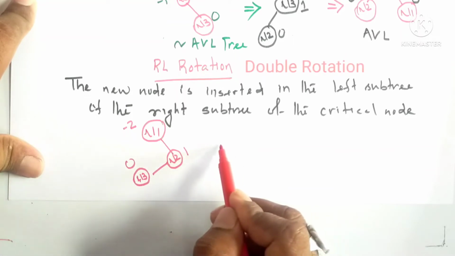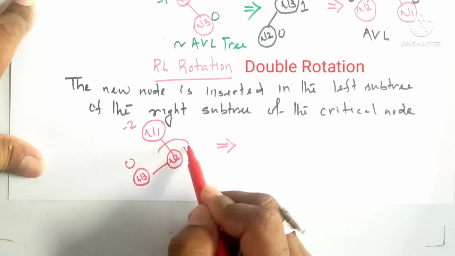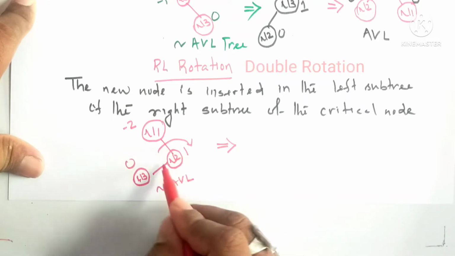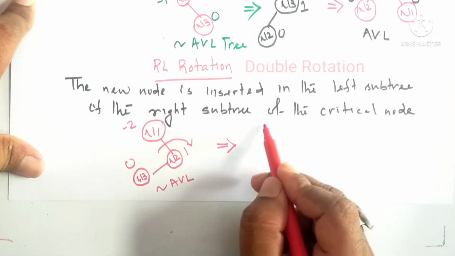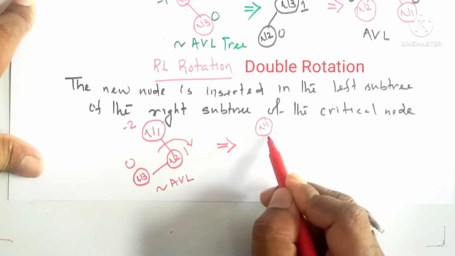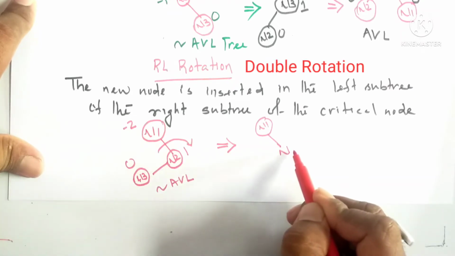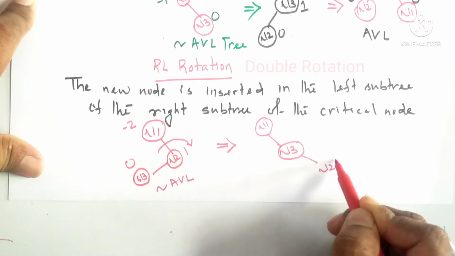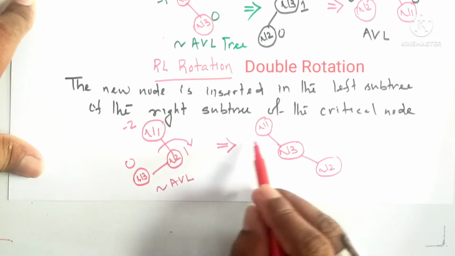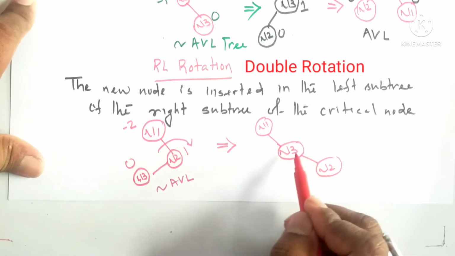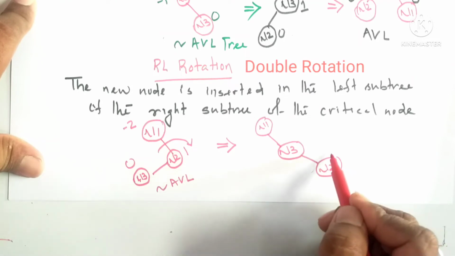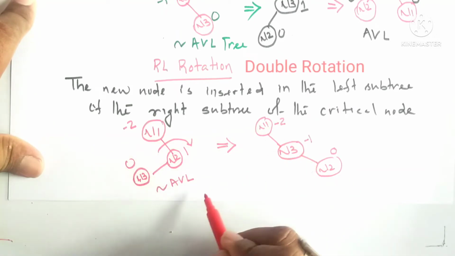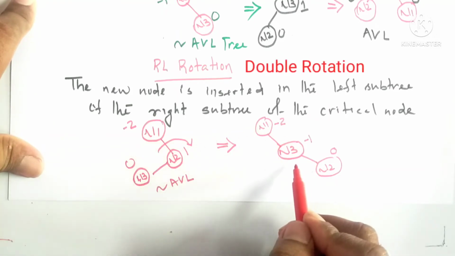So what should we do? First we have to convert the given non-AVL tree. This is a non-AVL one. So we have to apply the first rotation at N2. So what will happen? Your N3 goes to the position of N2. So N3 comes to here, and N2 becomes the right child of N3. Now this tree is still a non-AVL tree because the balance factor of N2 is 0, balance factor of N3 is minus 1, balance factor of N1 is minus 2. So we did the first rotation in the clockwise direction.